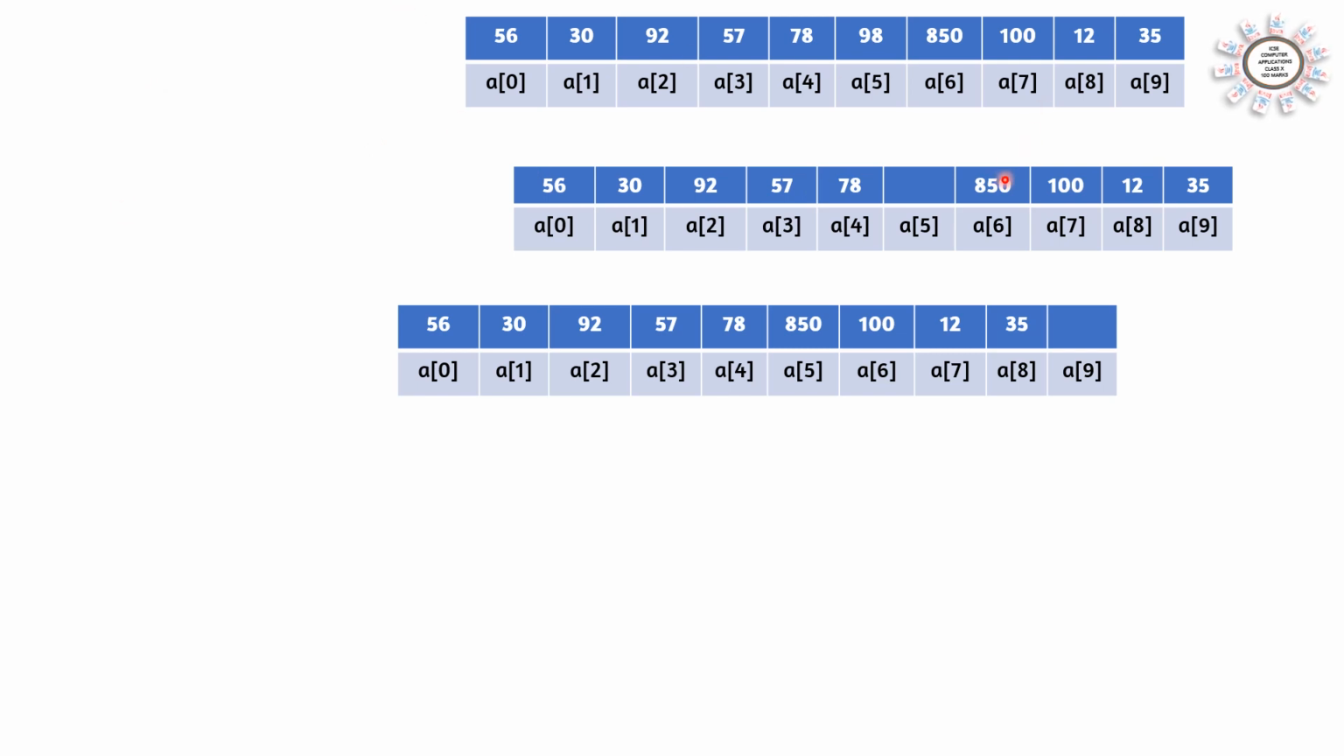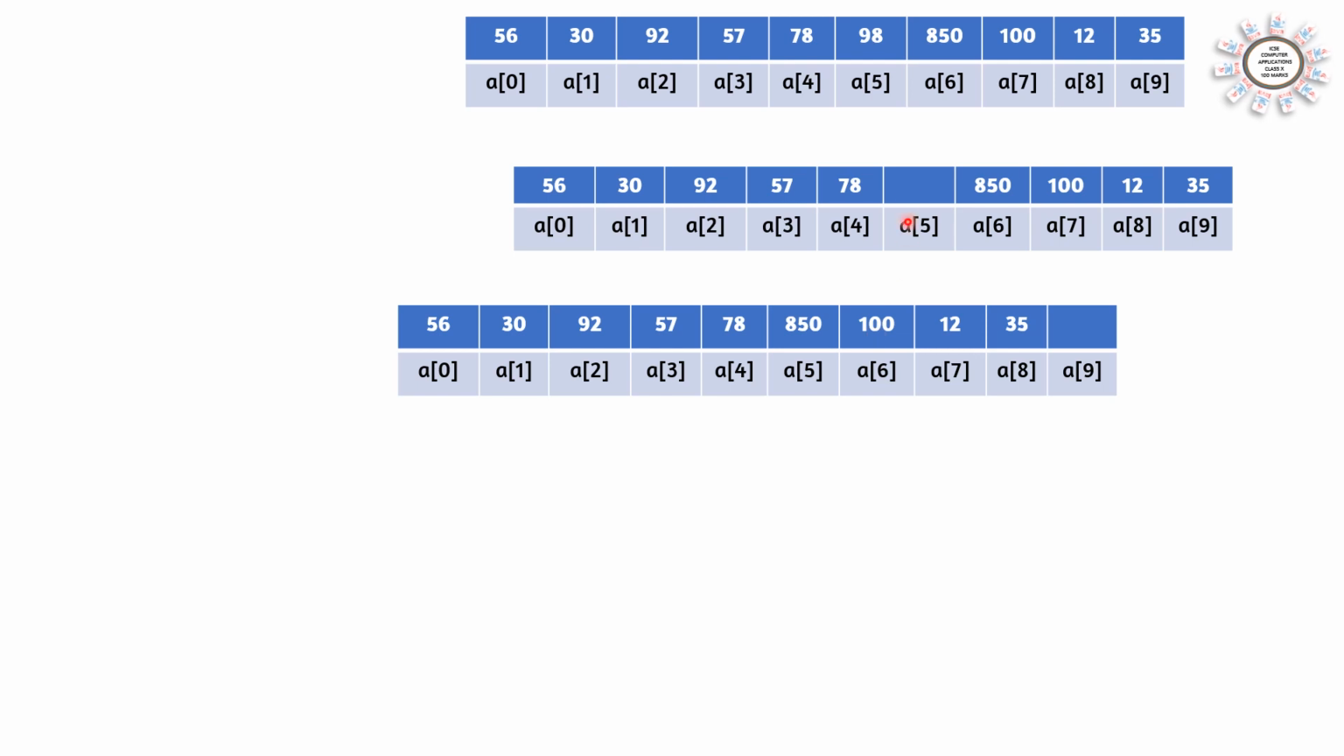Here we can shift the next number to the particular cell. The 98 was here in the beginning, so 850 will be stored in A5. That means shifting one cell early. And 100 will be stored in A6, 12 will be stored in A7 and 35 will be stored in A8. So we are shifting one cell to the previous.